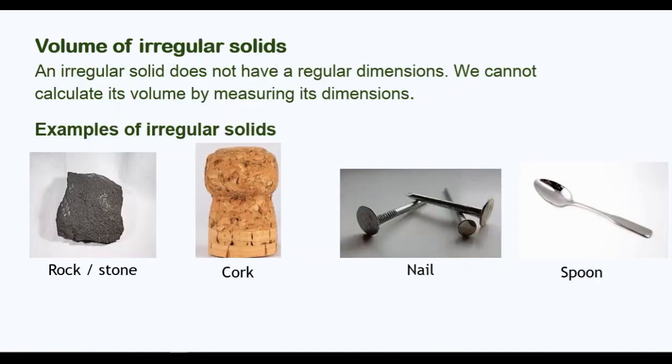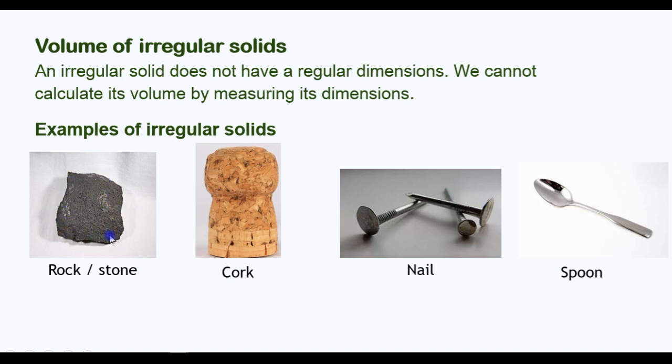Now let us see how we can find the volume of irregular solids. An irregular solid does not have regular dimensions, which means that we cannot calculate its volume by measuring its dimensions. For example, the four figures here are irregular solids. So let's look at this rock. We can see that the width of the rock changes as we go along the solid.